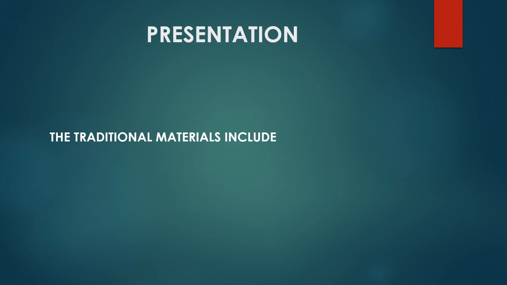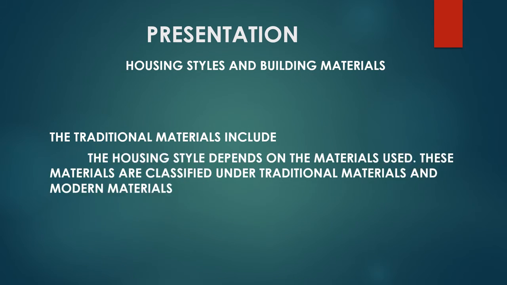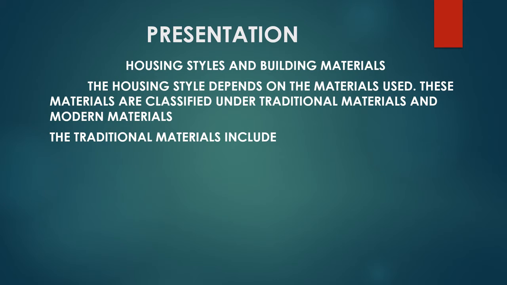Let's now look at the presentation, and we can say that housing styles and building materials, that's what we are going to treat. The housing styles depend on the materials that are used, and the materials here are classified into traditional materials and modern materials. So let's now look at the traditional materials which the people in the rural areas use in order to build their houses.